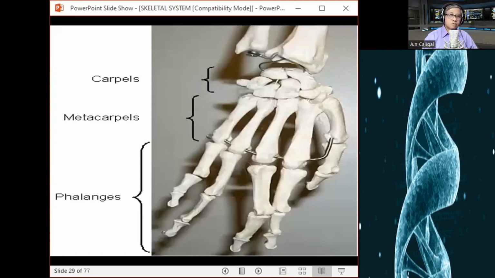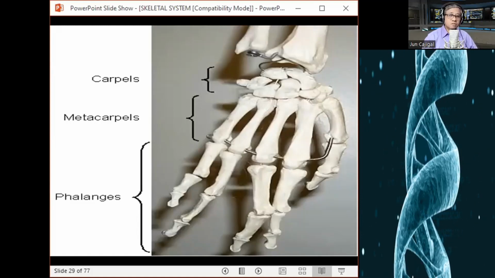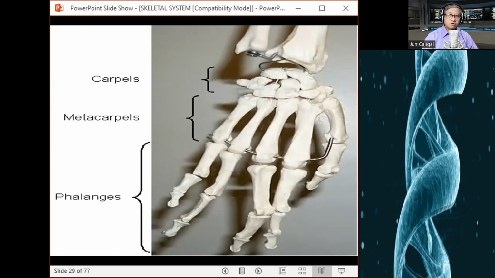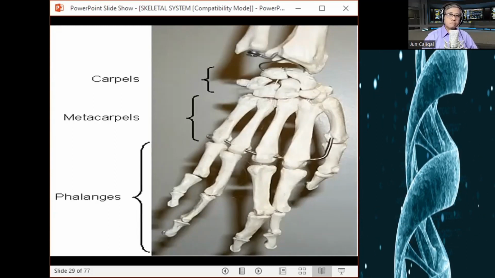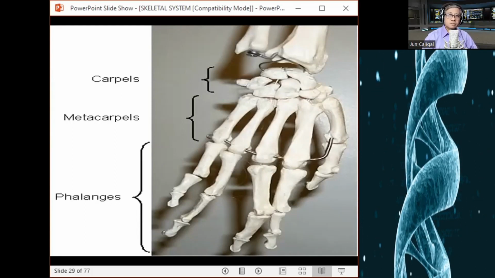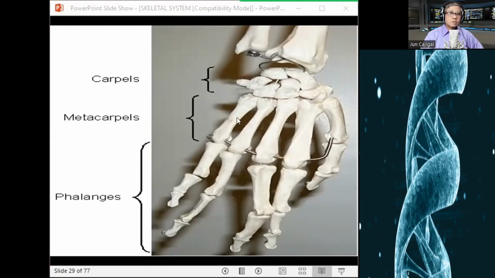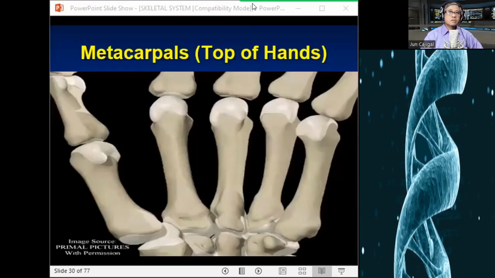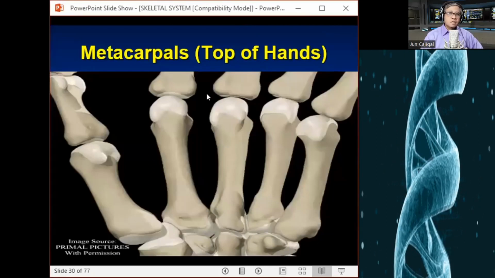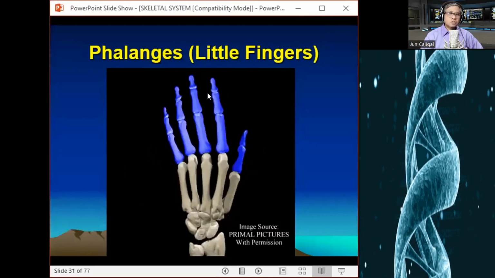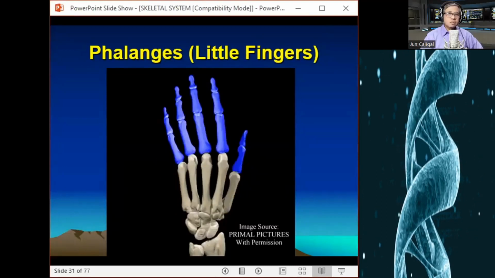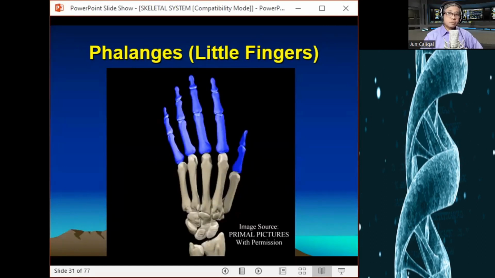So those are the bones that make up the pectoral girdle, the clavicle and scapula, and the bones of the upper limbs or the arms. So the humerus, radius, ulna, carpals, metacarpals, and the phalanges of the fingers. Alright, so these are the metacarpals, or the bones that make up the palms or the hands, and we have the phalanges, or the bones that make up the fingers. So those are the bones that make up the upper extremities.